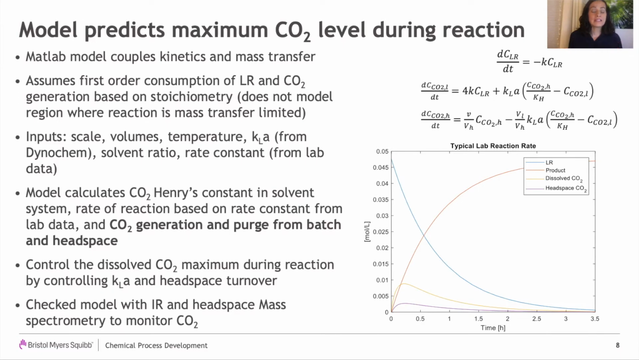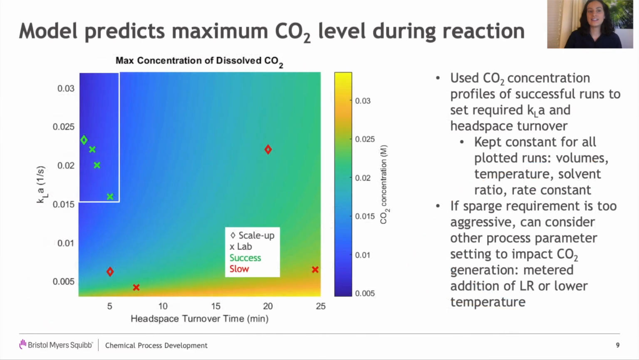So we basically want to control the dissolved CO2 maximum during reaction by controlling KLA and headspace turnover. So we're looking at this yellow curve and taking the maximum there. And we're going to sweep it across KLA and headspace turnover to get to this plot, where the model can predict the maximum CO2 level during reaction across a whole range of conditions.